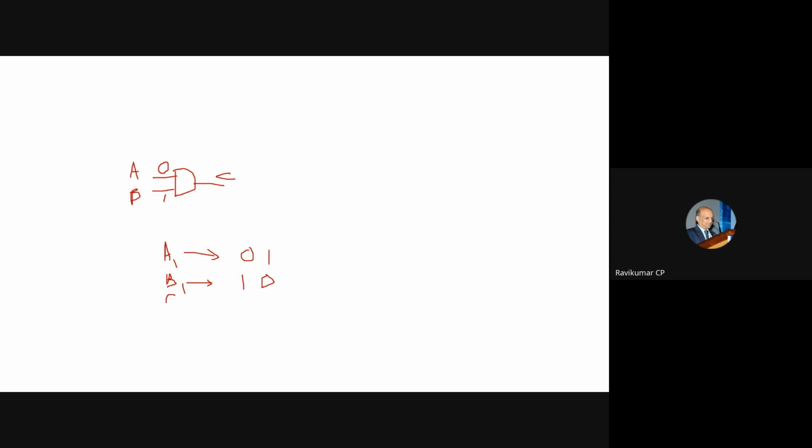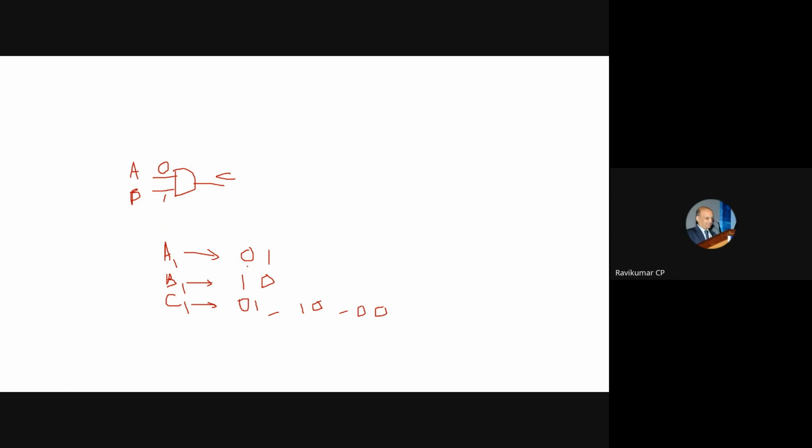What about C stuck at 1? If you are worried that C is stuck at 1, you have to put a 0 here. That can be done by placing 0, 1, or 1, 0, or 0, 0. You agree? Any one of these will be a test vector, right?